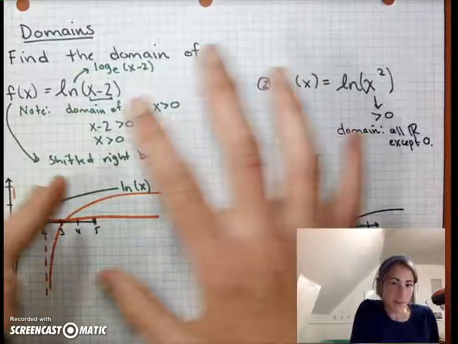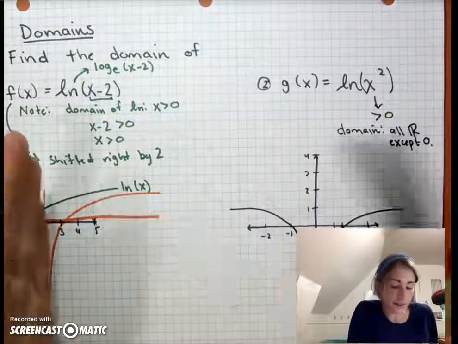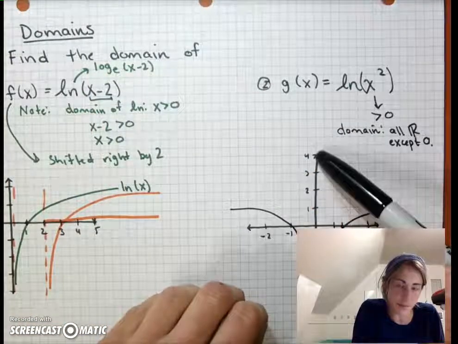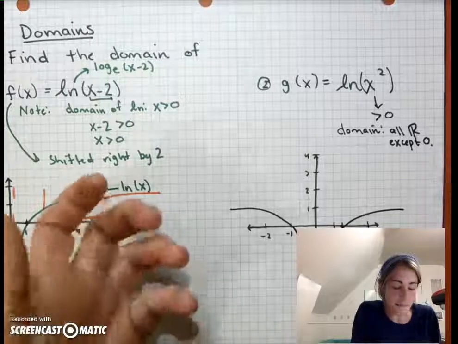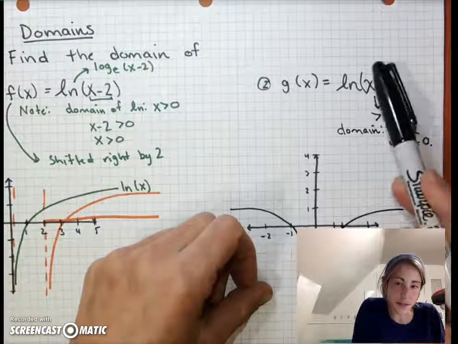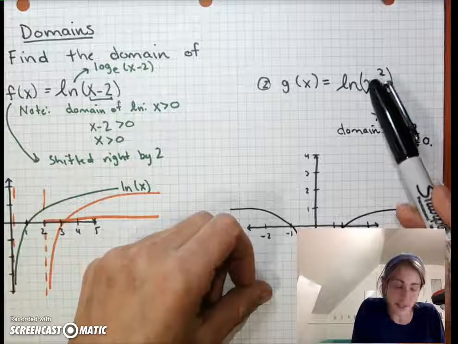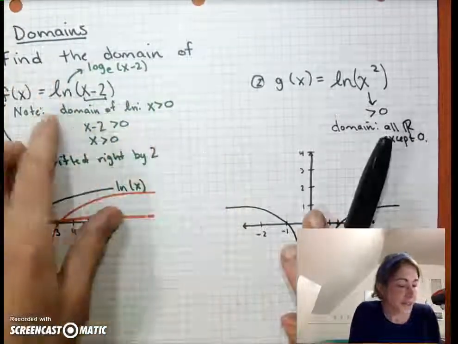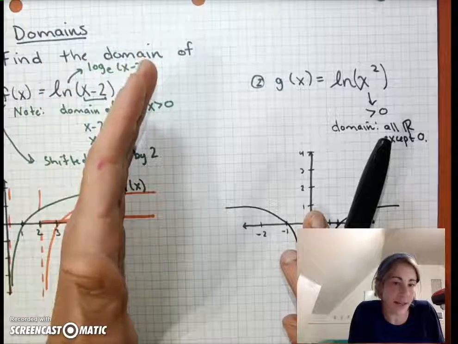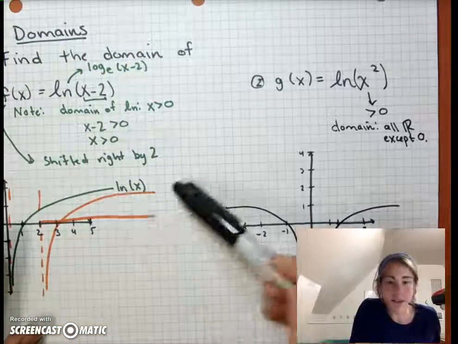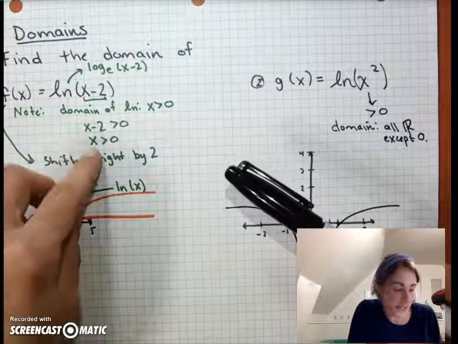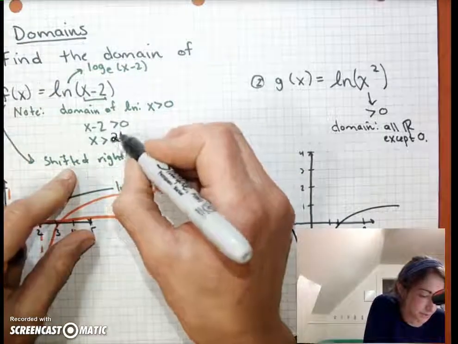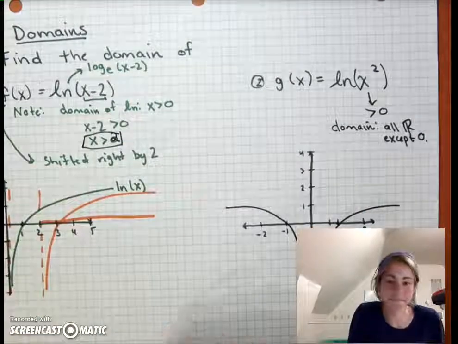Okay, so the transformations help us to see where the vertical asymptote shifts. Here we didn't shift left or right, so we still had a vertical asymptote at x equals 0. And since we were squaring, everything we'd be plugging into this would be positive otherwise. So all we have to leave out is 0. In this example, we shifted to the right by 2, and so the domain also shifted to the right by 2. Instead of being x bigger than 0, it became x bigger than 2 as our domain.